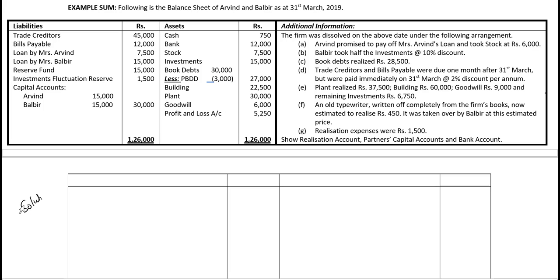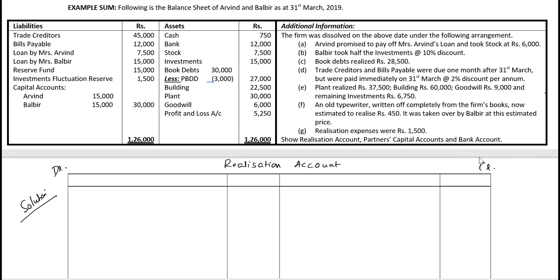Solution. Realization account. Left side debit side, right side credit side. We have particulars, rupees, particulars, rupees. We'll begin by transferring the sundry assets. To sundry assets transferred.